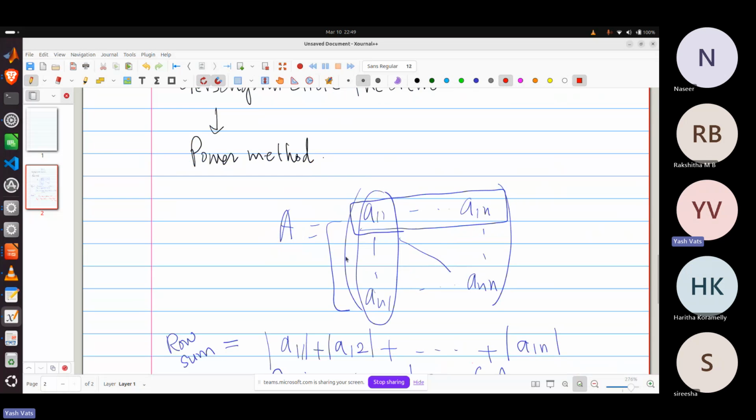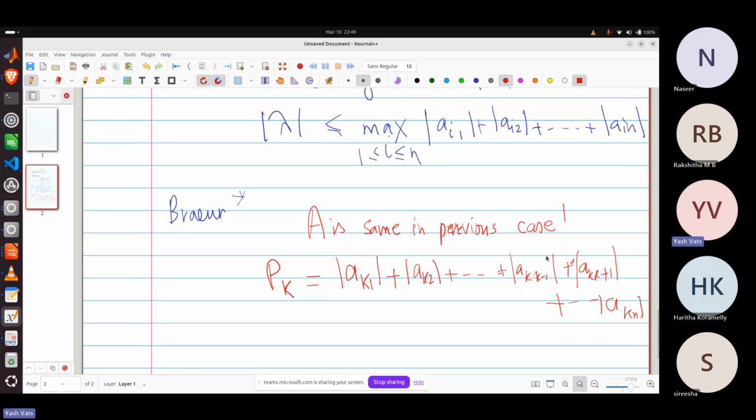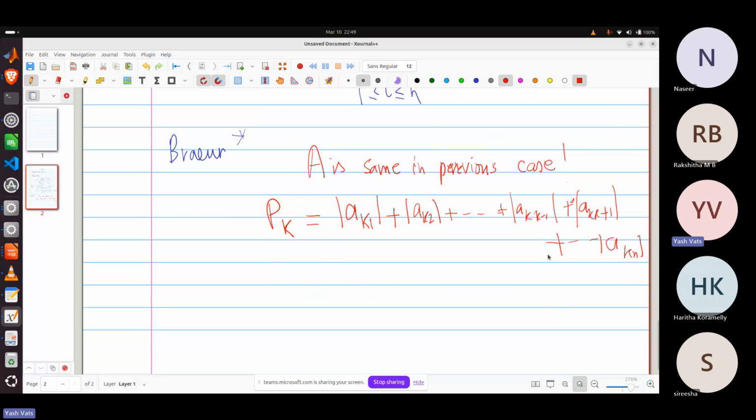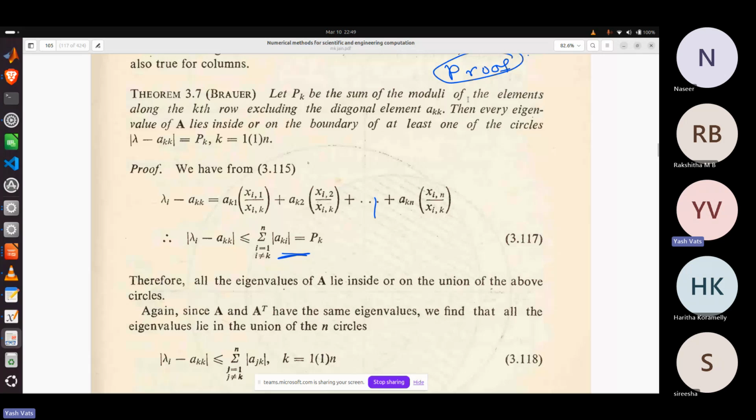So if you look at the matrix, then the kth row lies somewhere here. So Pk is that chunk of elements, and you just bring one akk outside of this. Then what is it? Pk is very clear. Then it says that every eigenvalue of A lies inside or on the boundary of at least one of the circles |lambda minus akk| equals Pk.